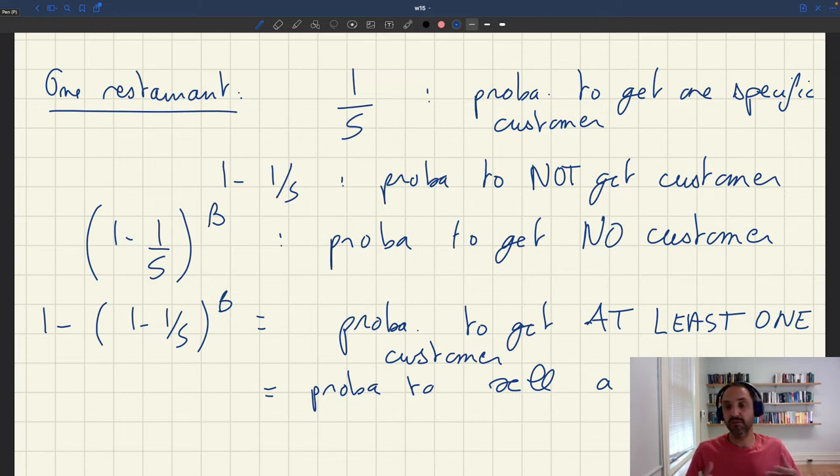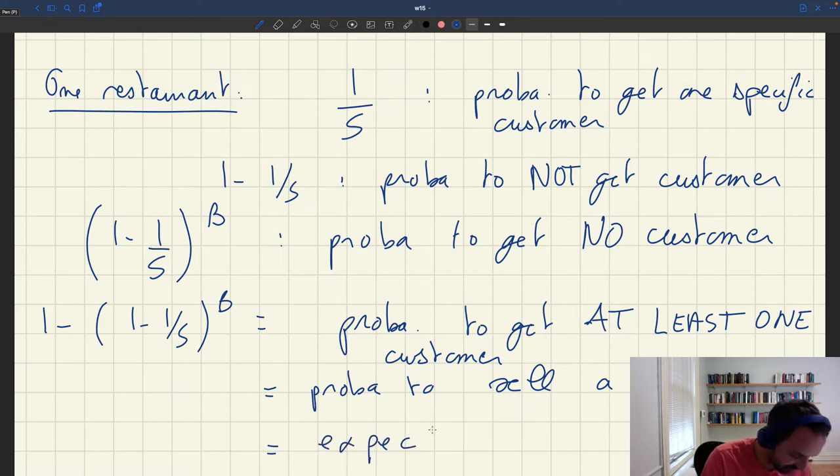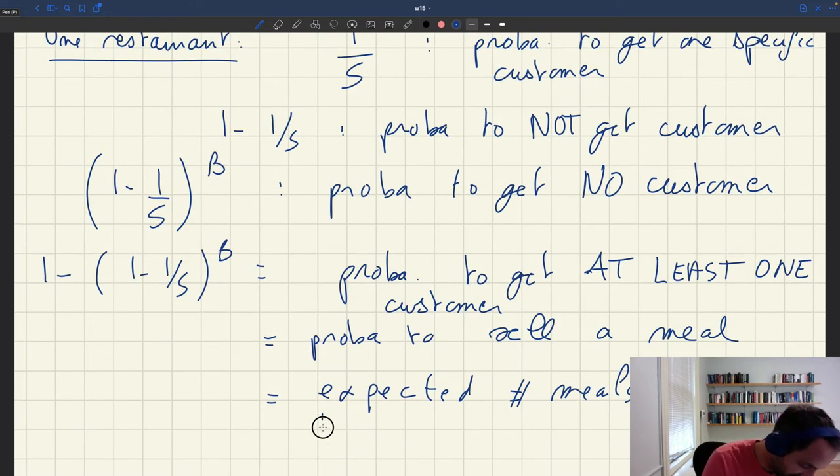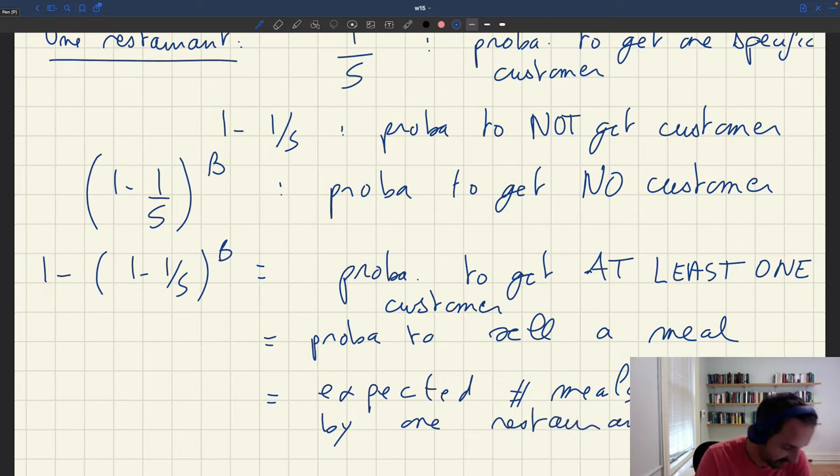Okay, and then, so this is the probability to sell a meal. Or if you want, it's the expected number of meals that is going to be sold by one restaurant. Because with that probability, you sell one, and with the probability 1 minus (1 minus 1 over b to the power of s), you sell zero. So this is just the expected number of meals sold by one restaurant. Okay, and of course it's less than one.